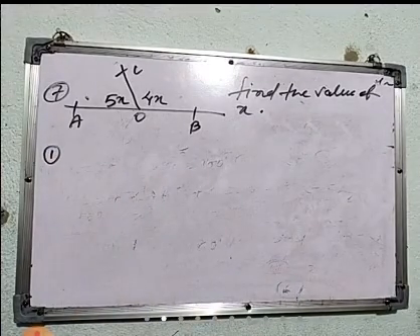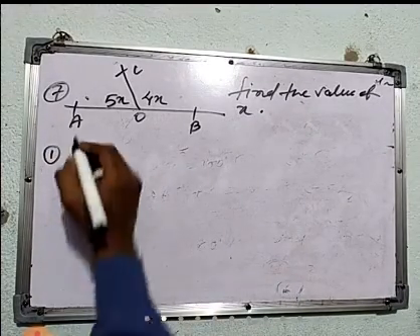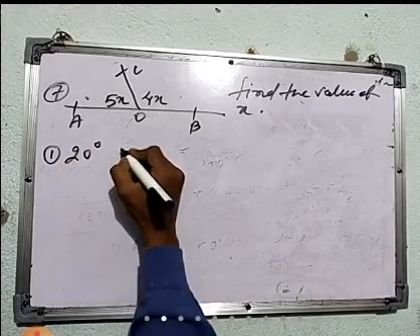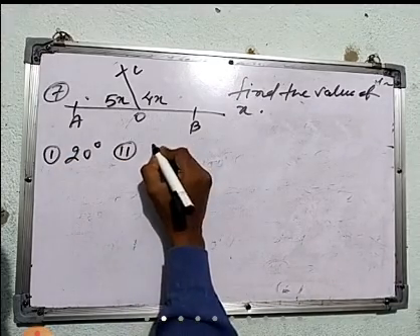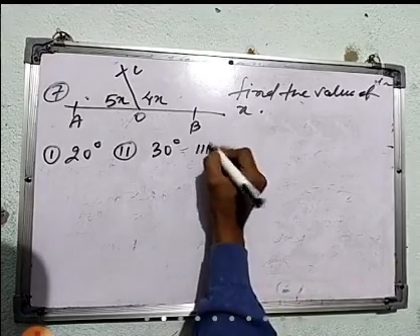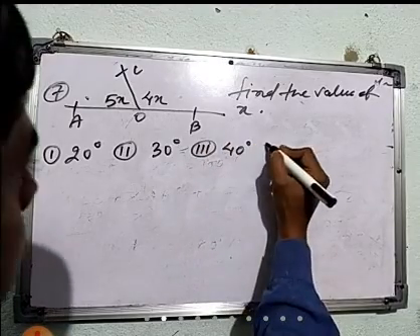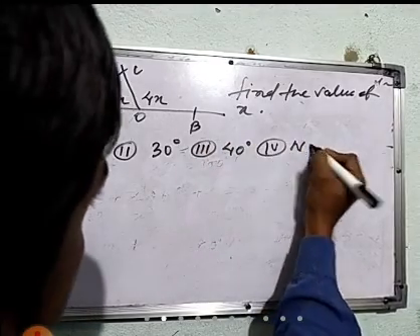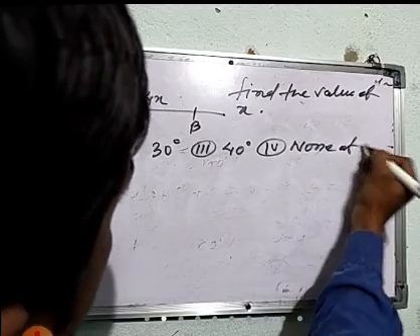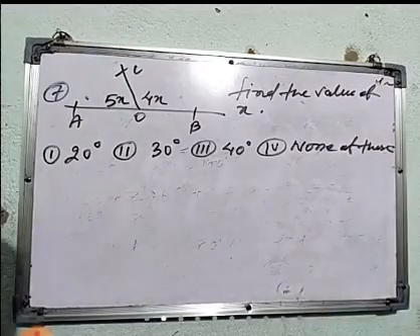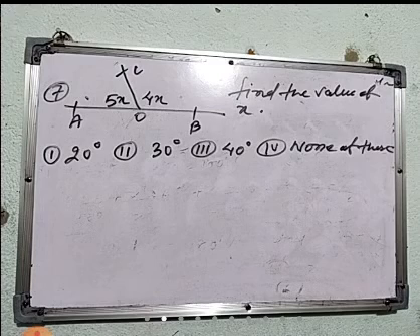Your first option is 20 degree, second option 30 degree, third option 40 degree, and fourth option none of these.